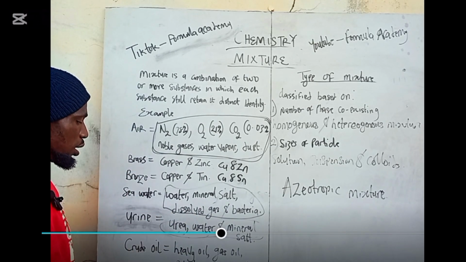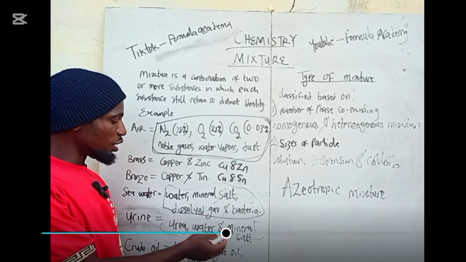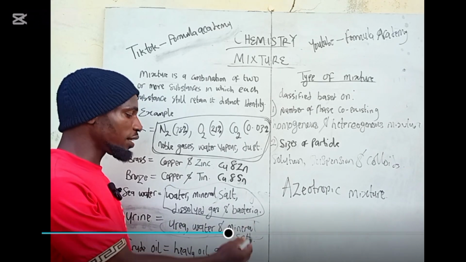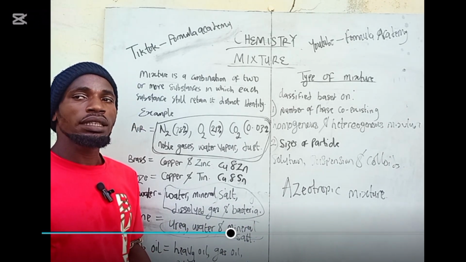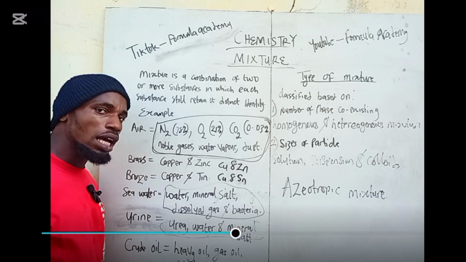So move on to the next example, which is seawater. Seawater consists of water, mineral salt, dissolved gases, and bacteria. So most people will wonder why seawater is always salty. It consists of mineral salt. So seawater is always salty.